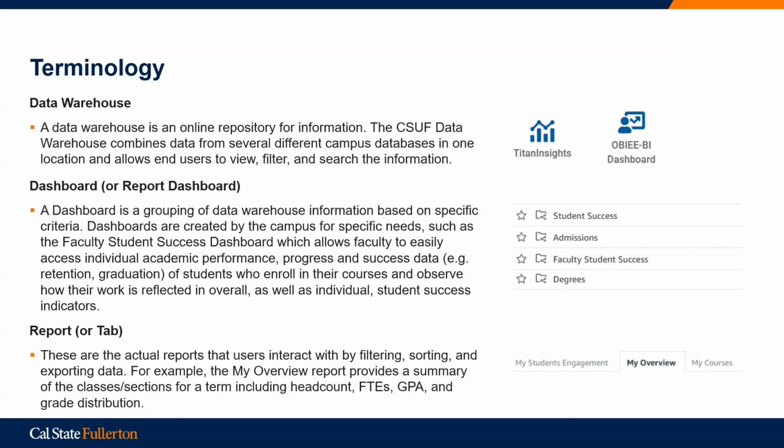A dashboard or report dashboard is just a way for us to group the information in the data warehouse together so that we have reports based on a particular topic. It also allows us to grant permission to reports based on a particular topic. As we've talked about before, we're going to be talking about the Faculty Student Success Dashboard. This is grouping a bunch of reports together that are based on you specifically as a faculty, your students, their individual academic performance, their progress, success data. And then a report or tab, these are the actual reports that you're going to interact with by filtering, sorting, exporting the data. For example, we're going to be looking at the My Overview report on the Faculty Student Success Dashboard today.